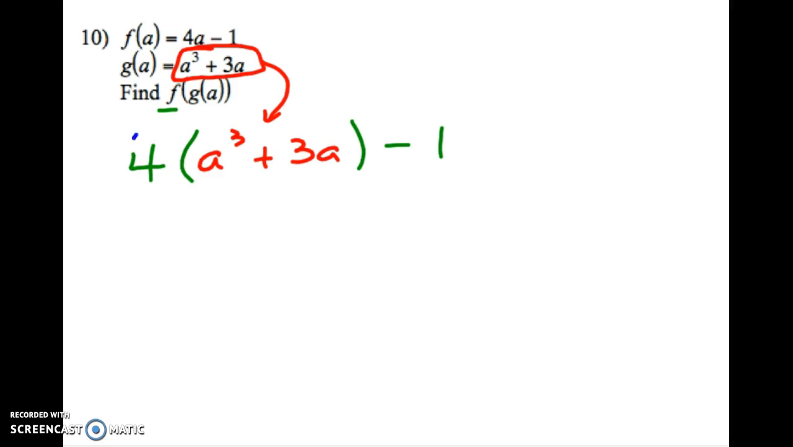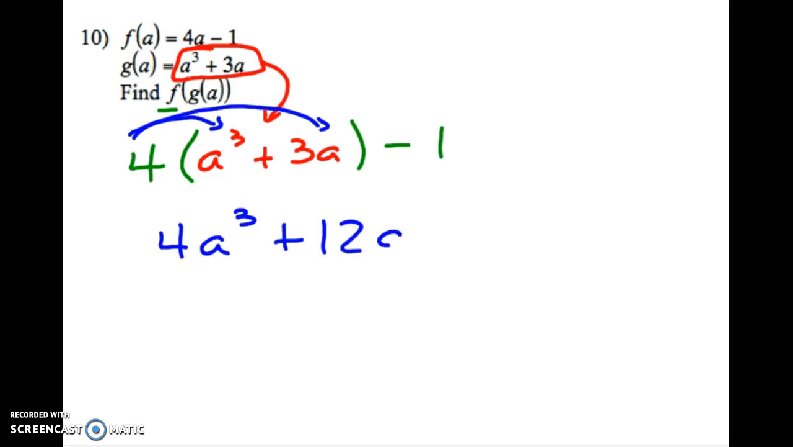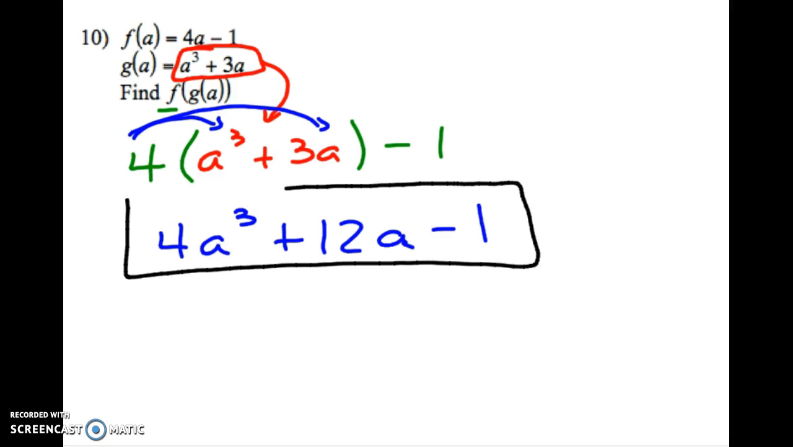Now that we've got everything in place, we distribute. Got the 4a cubed. 4 times the 3a should give us 12a. Minus 1 afterwards. Note there are no like terms. So that would be the answer.